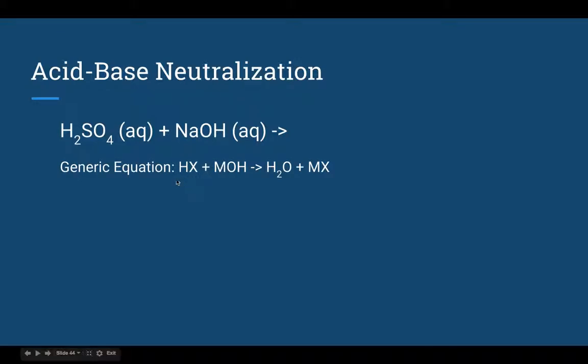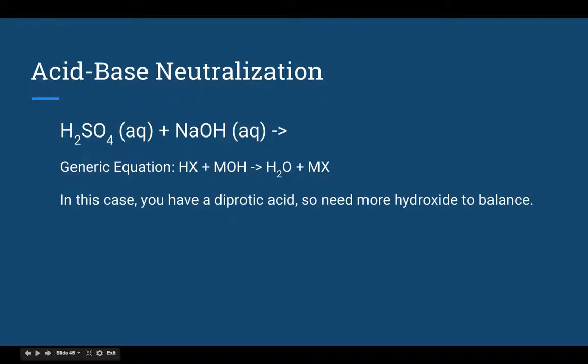Okay, here's my generic acid and some base. In this case, we're always talking about the base being hydroxide. The products are always going to form H2O, right? So the hydrogen on my acid is going to combine with the hydroxide to form H2O. And what's left, those ions that are remaining, are going to form some kind of salt. In this case, I've got a diprotic acid, right? So H2SO4, sulfuric acid, has 2 acidic hydrogens. Hydroxide can only pick up 1 hydrogen per hydroxide, so I'm going to end up needing more than just 1 equivalent of sodium hydroxide.